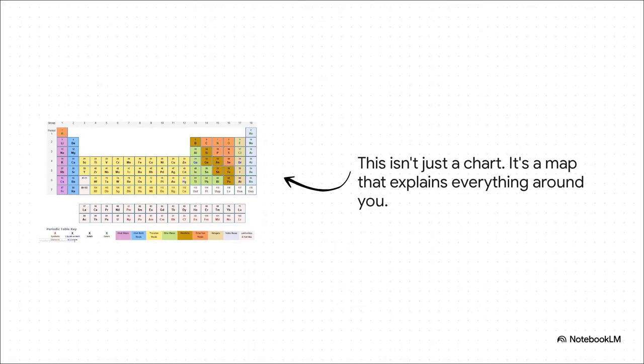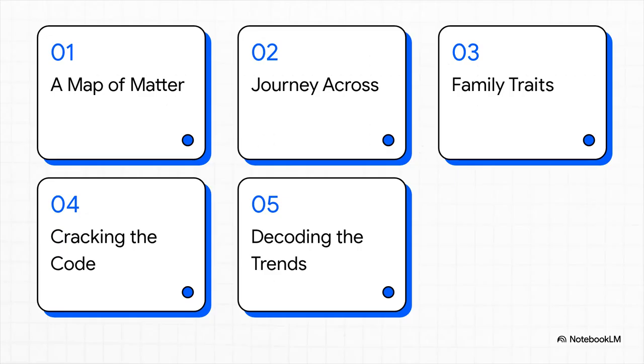Think about it. Every single thing, the hydrogen in the water you drink, the oxygen you're breathing, the gold in a ring, it all has a specific address on this map. And just like a real map, where an element lives, its location, tells you a ton about its neighborhood, and, get this, its personality. So, here's our game plan for reading this map.